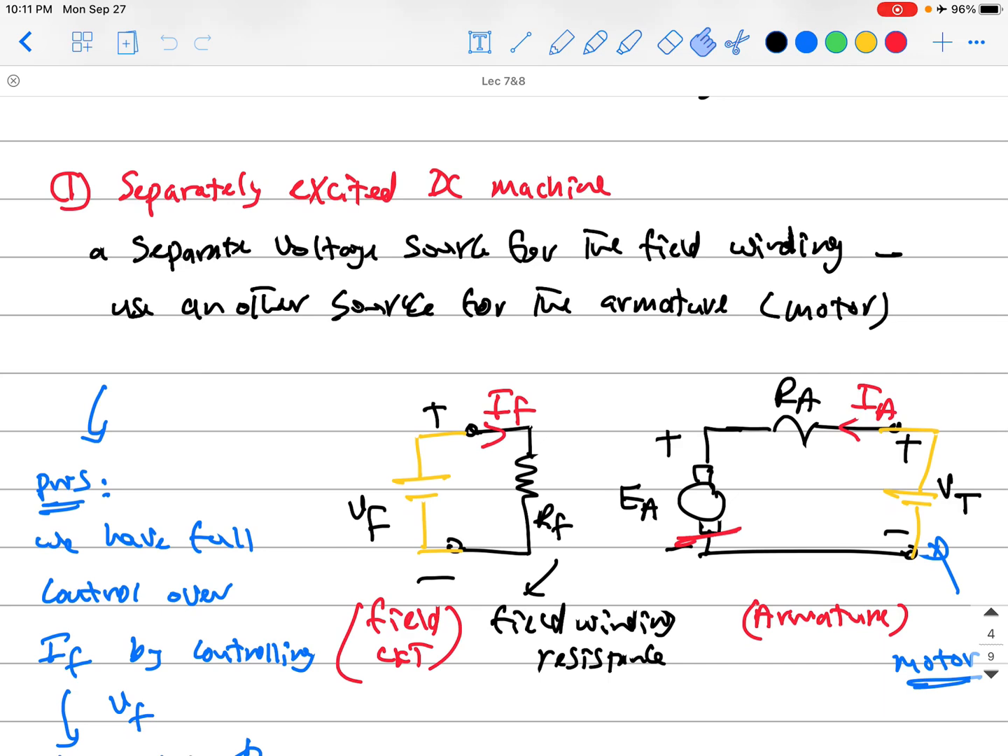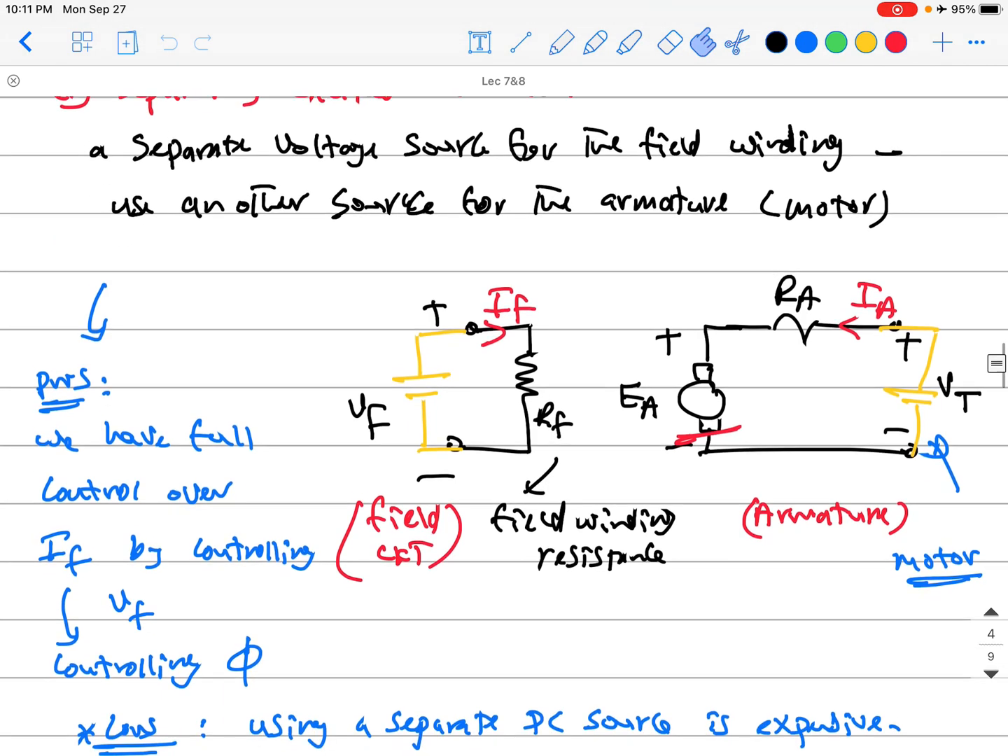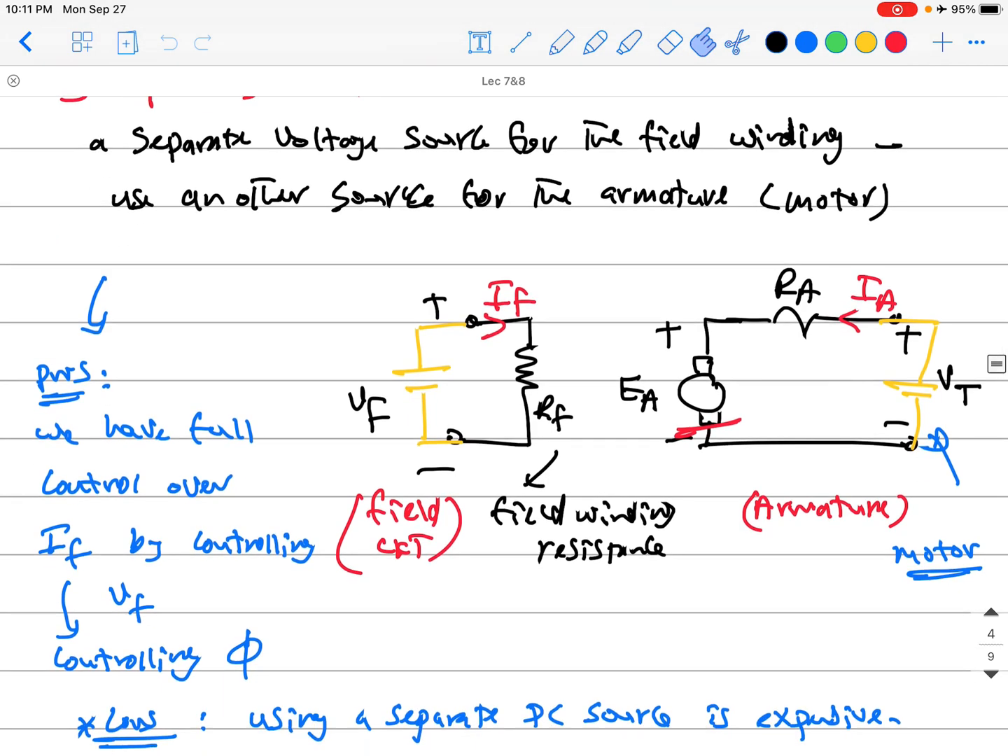This can have three forms of connection. The first one is the separately excited. That means you need a separate DC source for the field winding to supply it with the required current.